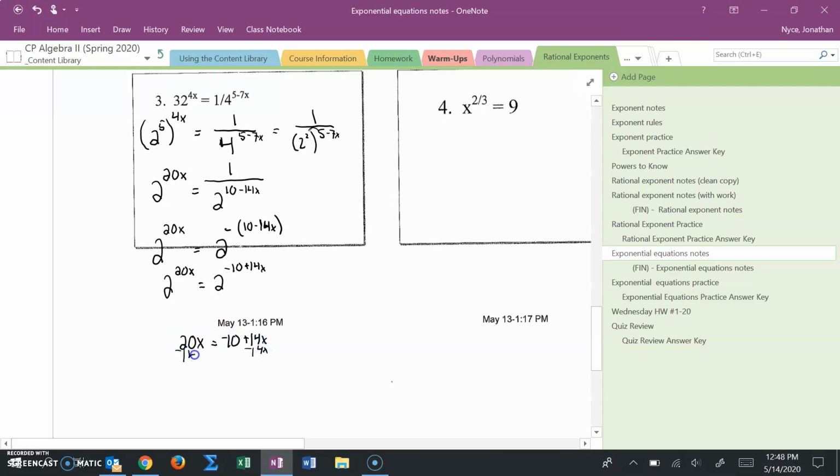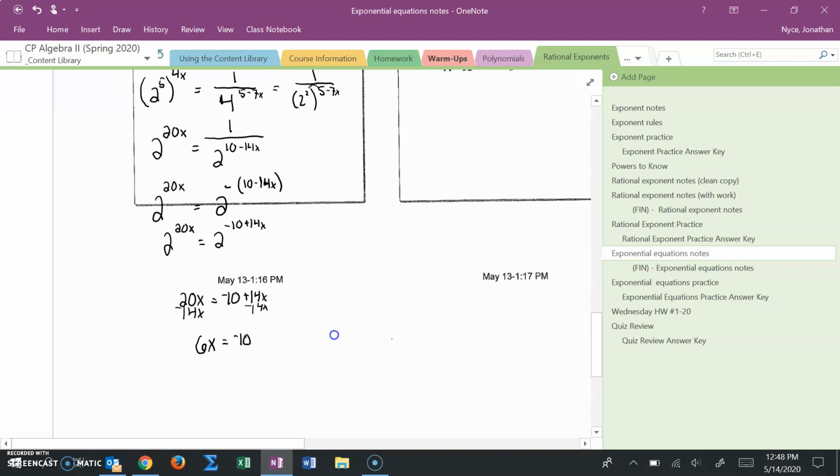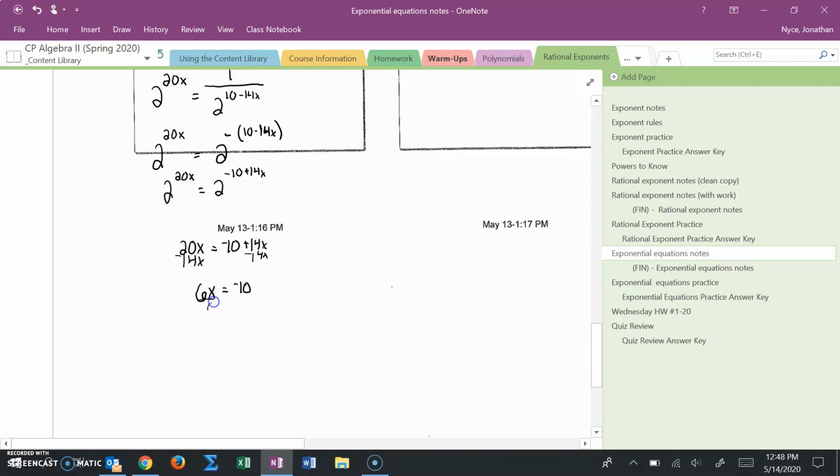Subtract 14x from both sides. We get 6x equals negative 10. Divide both sides by 6. And x is negative 10/6, which reduces to negative 5/3.